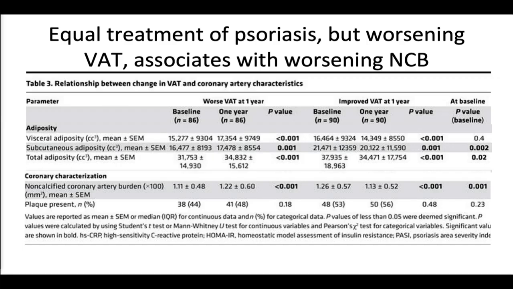And then you look at the people who improved their VAT, went down from 1.26 to 1.13. I'm looking at the non-calcified burden. You're improving their psoriasis, you're improving their visceral adipose, and you're improving their coronary disease. So clearly the relationship is there.